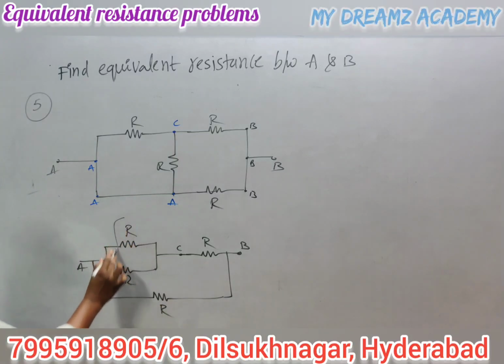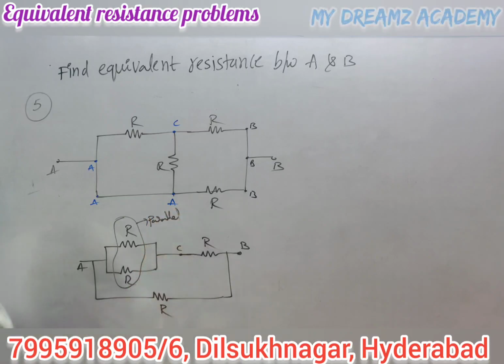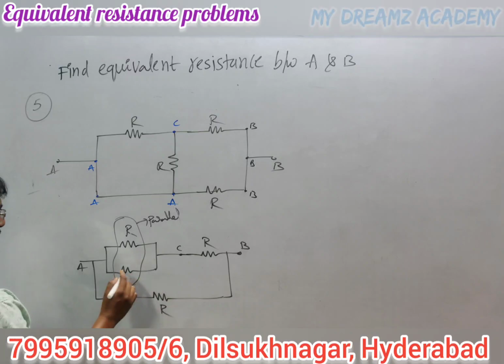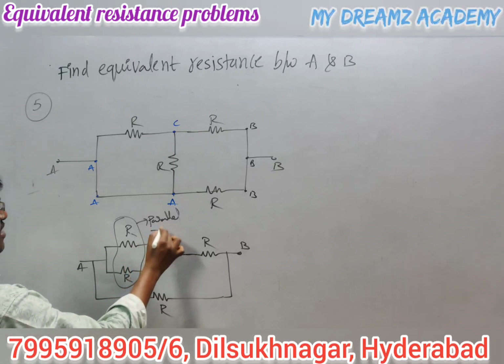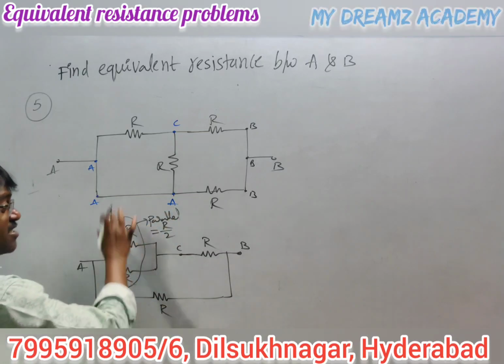Now these two are connected in parallel. What is the parallel combination? Equivalent resistance of this parallel combination. R and R, identical resistors connected in parallel. N identical resistors are connected in parallel, R by N, that value is R by 2. That is in series with R.